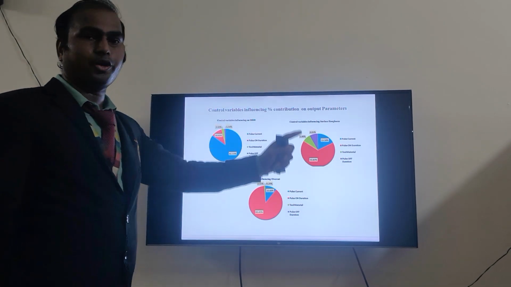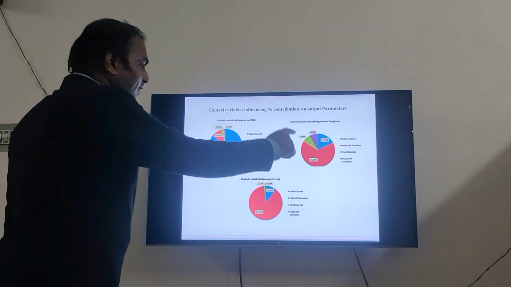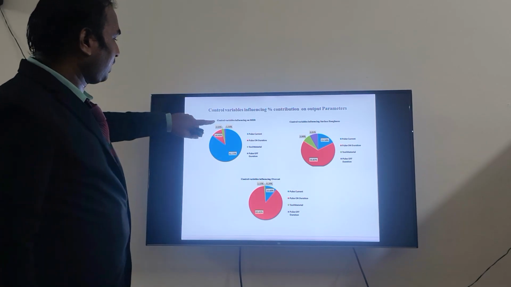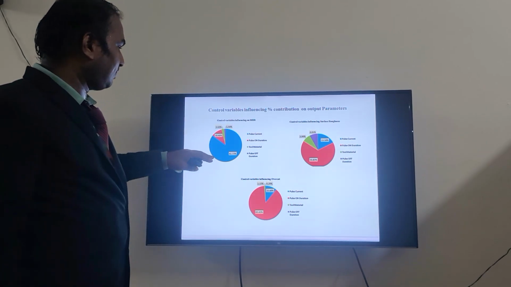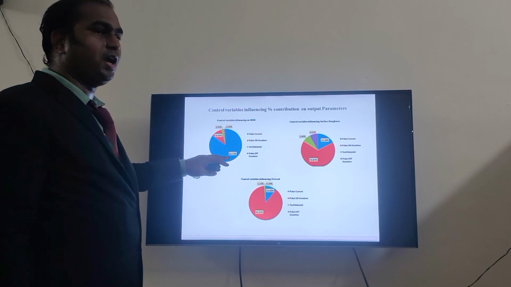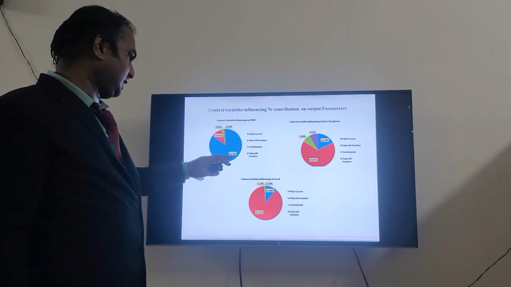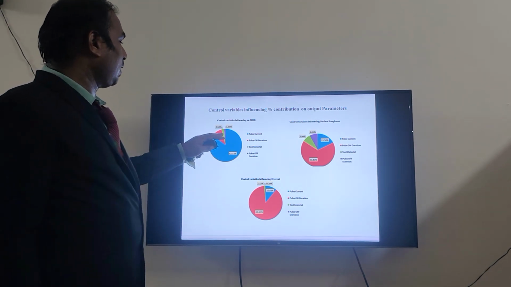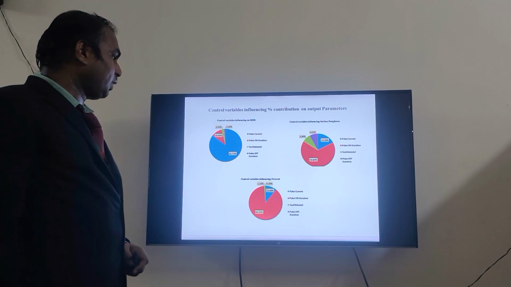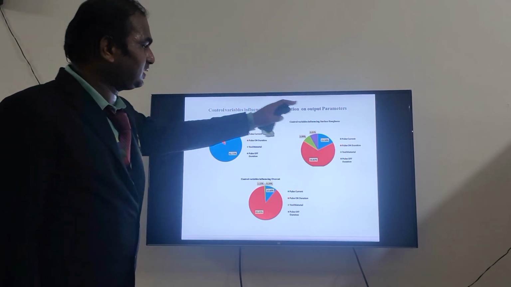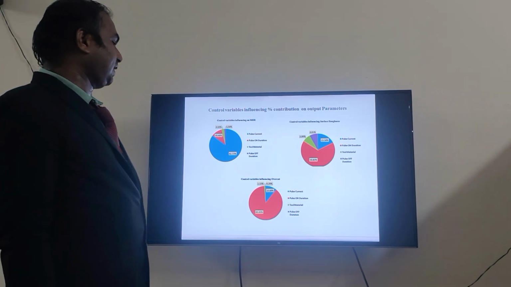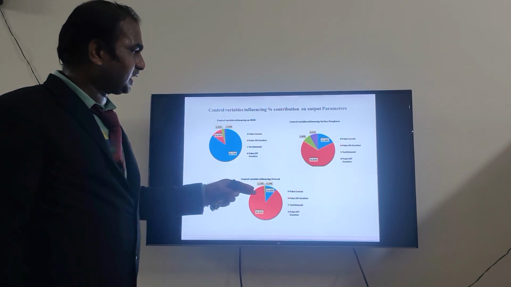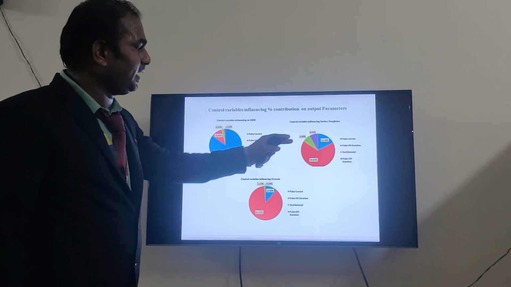So here I am going to explain in detail how the various factors compare, using pie graphs. First is the control variables influencing MRR, where the pulse current plays a vital role at 82.72%, and second is pulse on duration at 10.48%, the tool material is 2.5% and pulse off duration is 2.53%. Whereas for surface roughness, the most important factor is the pulse on duration, followed by pulse current and the tool material, and then the pulse off duration.